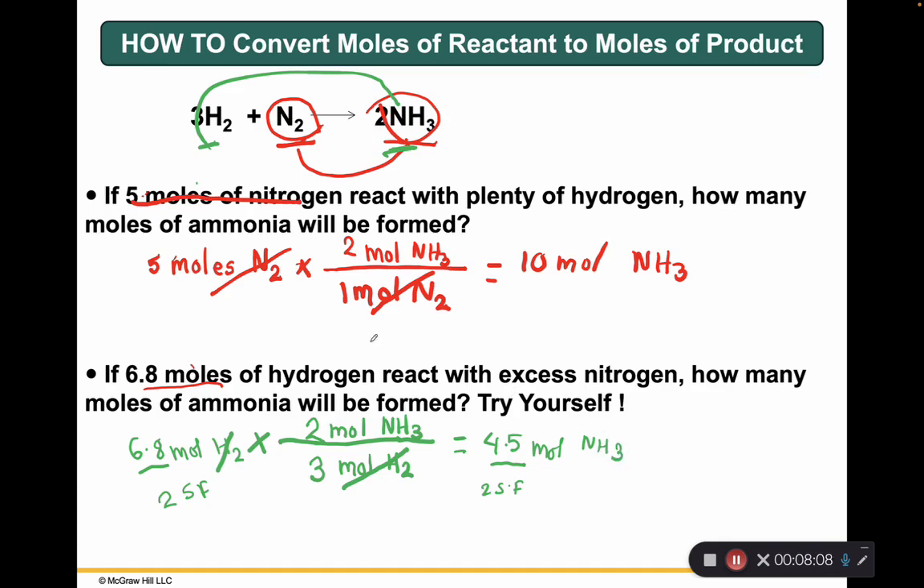Similarly, in the above question we have 5 moles, so just 1 sig fig, right? We have 1 sig fig here, so I write 10 moles, which is actually 1 sig fig, so we are good there. So this is how we figure out the answer when reactant moles are given and product moles are asked.